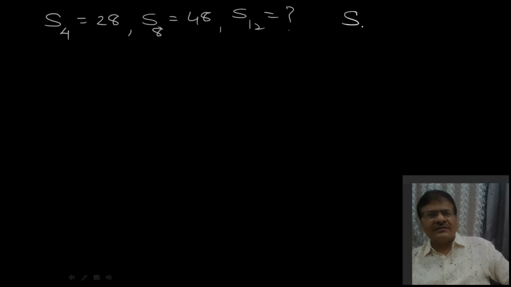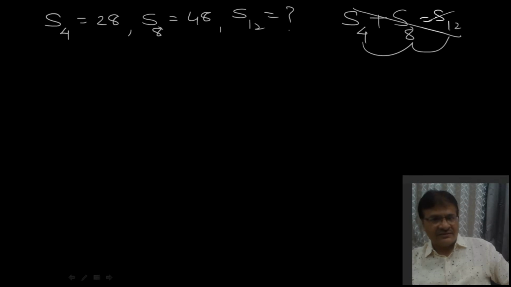Don't think this way. Some people think this way: sum of 4 terms plus sum of 8 terms equals sum of 12 terms, because 4 plus 8 is 12. No guys, this is wrong. This way we should not think. Some people do it this way.